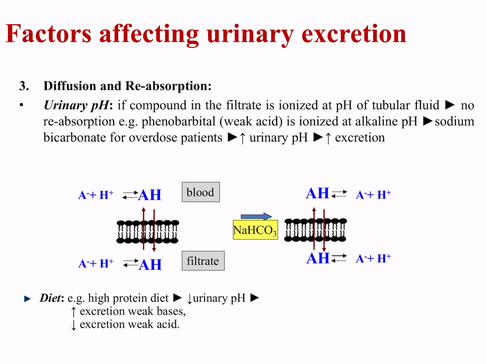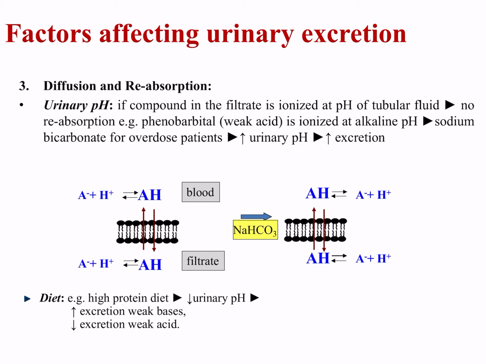Diffusion and reabsorption are affected by the urinary pH. If the compound in the filtrate is ionized at the pH of tubular fluid, it means no reabsorption. As we said, compounds need to be in the unionized form in order to be reabsorbed. An example of this would be phenobarbital that we came across in the last lecture. Phenobarbital is a weak acid and it's ionized at alkaline pH. Giving sodium carbonate to overdose patients means an increase in the urinary pH and therefore can increase its excretion, as seen on the diagram on the right.